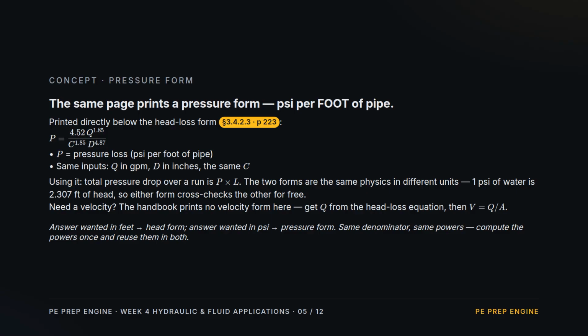Right under it, the same page prints a pressure form. P equals 4.52 Q to the 1.85 over the same denominator. PSI per foot of pipe times the run length for the total. 1 PSI of water is 2.307 feet of head, so the two forms check each other for free. And if a problem wants velocity, there's no printed velocity form. Get Q from the head loss equation, then V is Q over A.